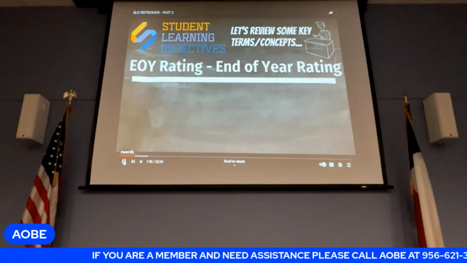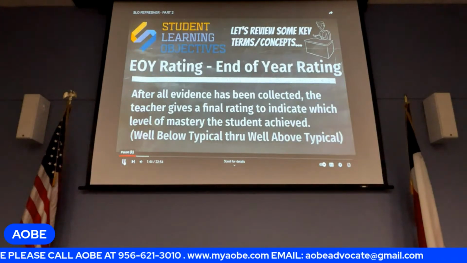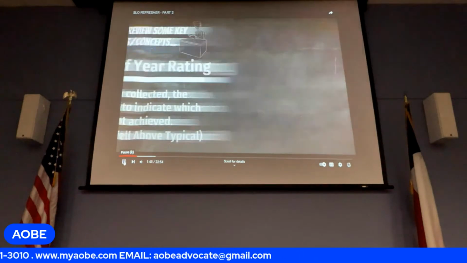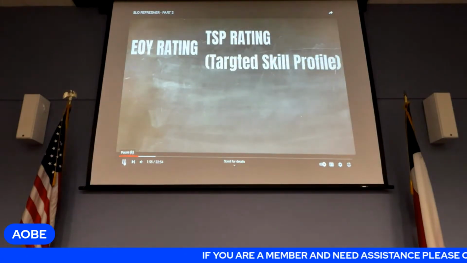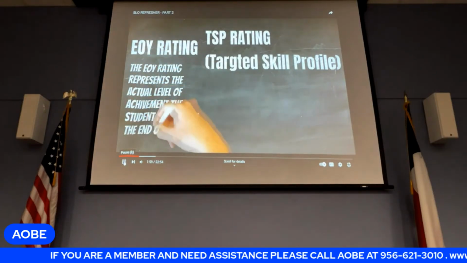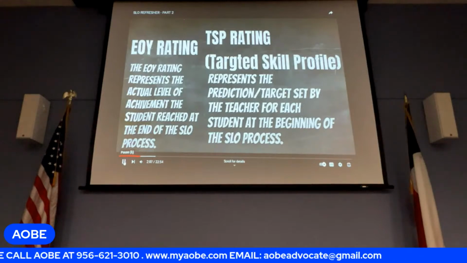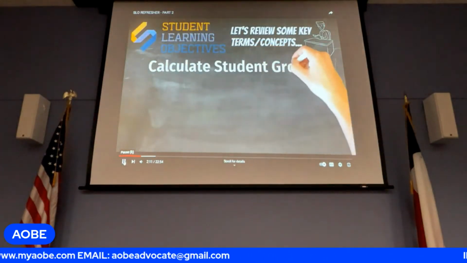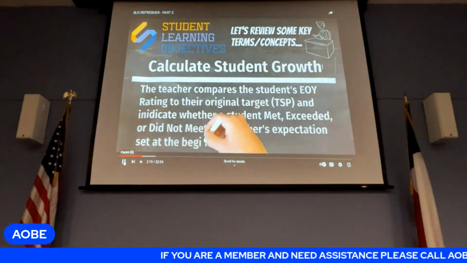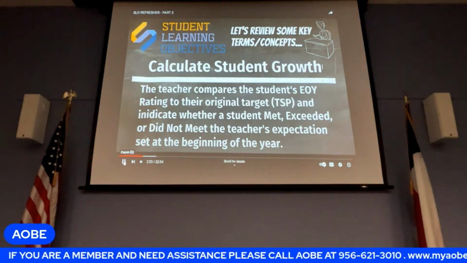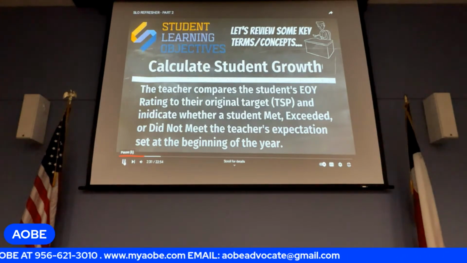EOY rating, or end of year rating. After all evidence has been collected, the teacher gives a final rating to indicate which level of mastery the student achieved. This could range from well below typical through well above typical. The EOY rating is different from the TSP rating, or Targeted Skill Profile rating, because the EOY rating represents what the student actually achieved, versus the Targeted Skill Profile rating, which is the prediction the teacher set for the student at the beginning of the year. To calculate student growth, the teacher will compare the student's end-of-year rating to their original target, the TSP rating, and indicate whether a student met, exceeded, or did not meet the teacher's expectation set at the beginning of the year. This is the student growth calculation that will end up in the teacher's T-TESS summative evaluation.